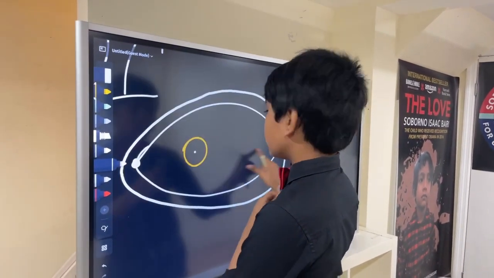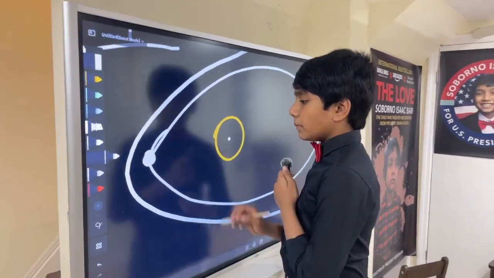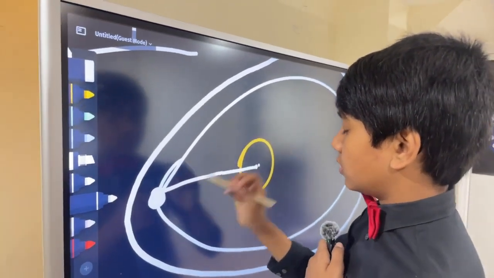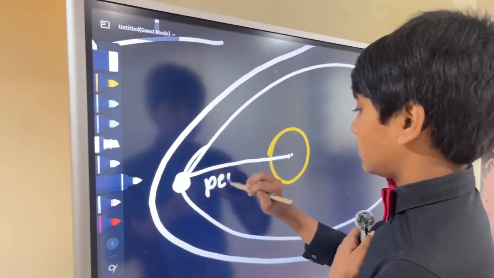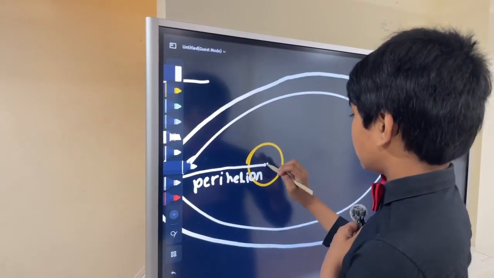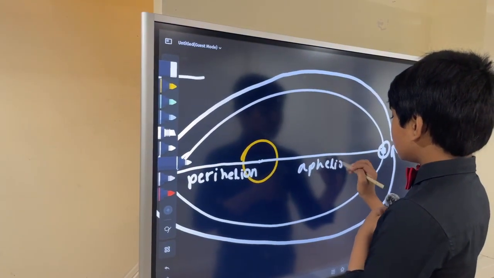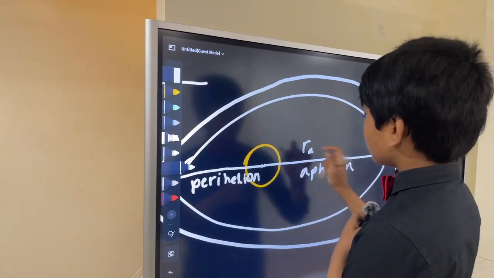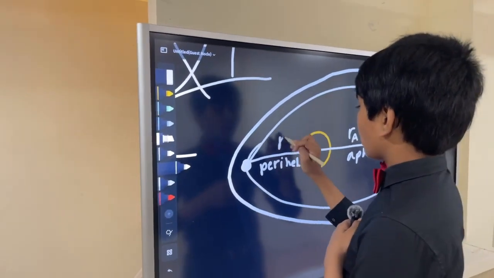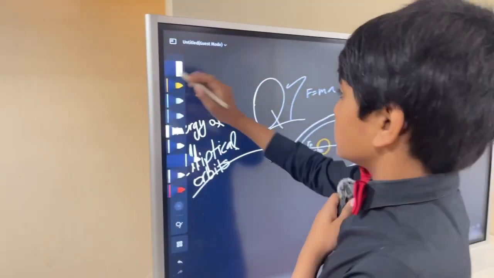We call the distance between the point where it's closest and the sun the aphelion. No, not the aphelion, the perihelion, because it's very close. And this other point is what's known as the aphelion. We're going to call this R_A, using a capital A, and R_P for the perihelion.